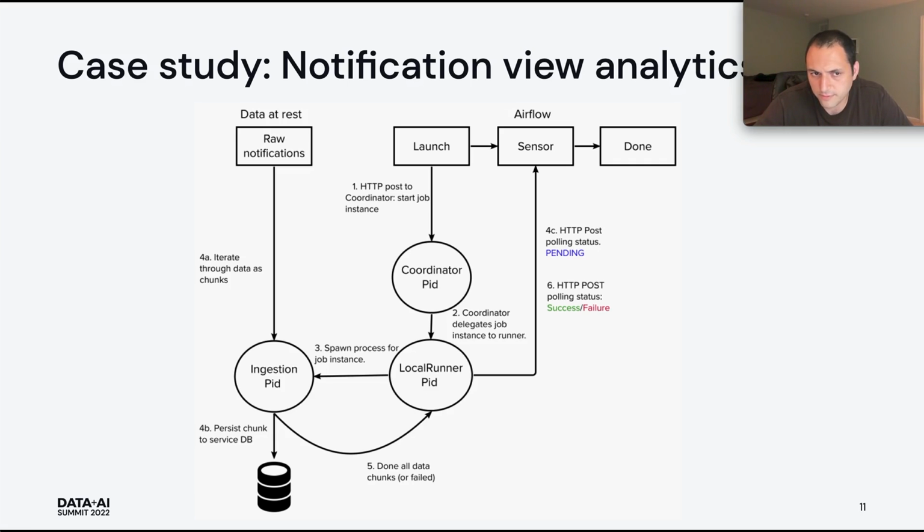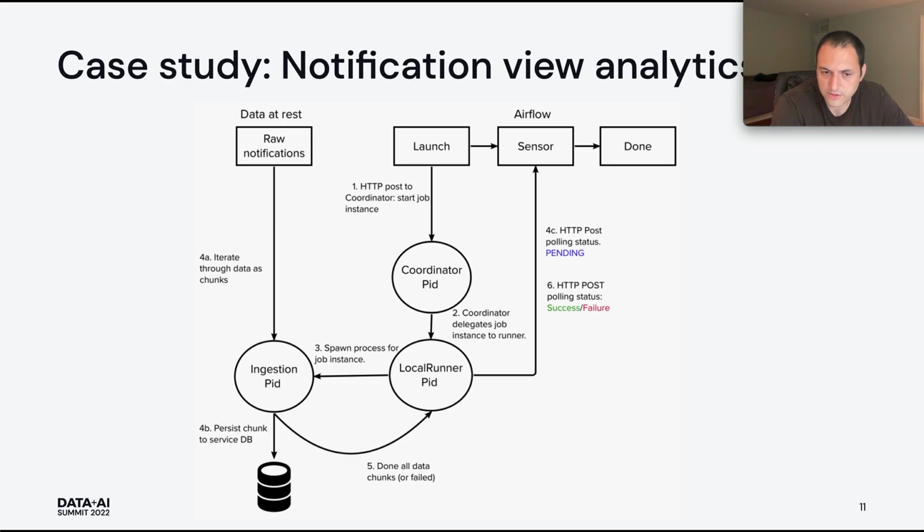Step 4 has A, B, and C that happen concurrently because they're different processes. We want to iterate through the raw data of the ingestion job as chunks. We want to persist those chunks to the database. And at the same time, we want the local runner to send status back to the sensor on how it's doing, either success, failed, or pending, so that the Airflow DAG will block and people can visually see that data ingest is not finished yet.